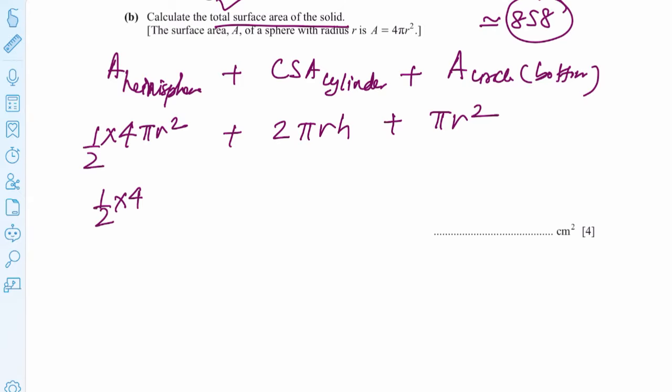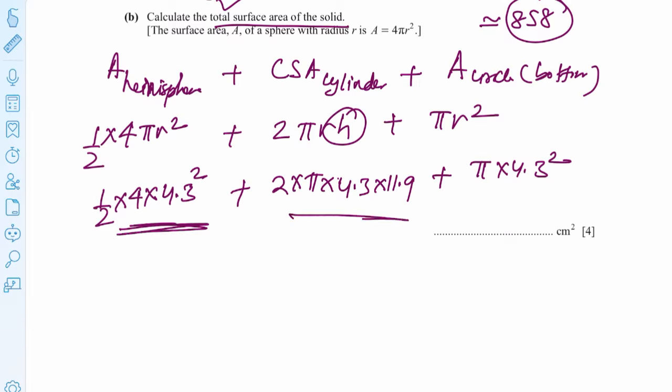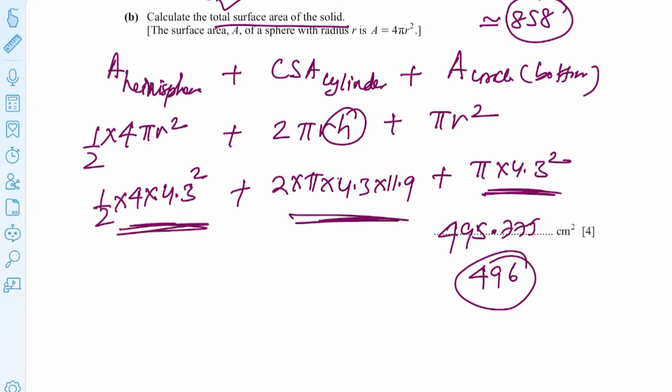So 1 over 2 times 4 times pi times 4.3 square plus 2 times pi times r times 4.3 plus pi times 4.3 square. I'm sorry, I missed this h. Instead of r you have to put the value. So 2 times pi times 4.3 and h we have 11.9. Okay, so this is half 4 pi r squared, 2 pi r h, and this is pi r squared. So if you try to add these values, you might get 495.775, and this is nearly equals to 496 centimeters squared.